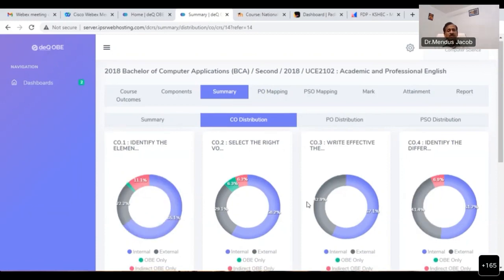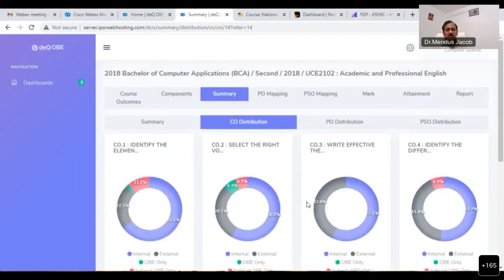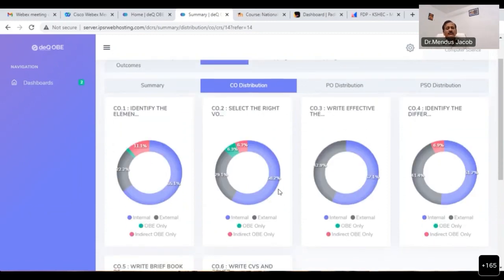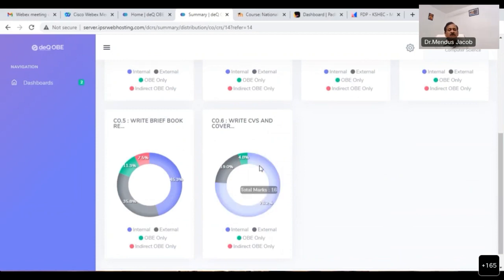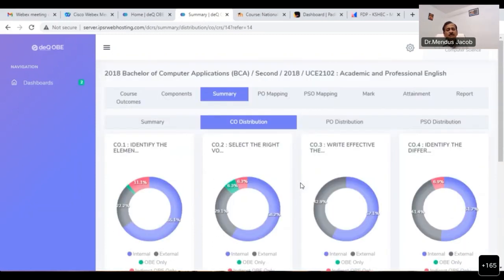So there are some analytics reports which will help you to map the activities. Suppose any of the COs are not properly represented by the activities. Like here, this is internal, this is external, this is OBE-only activities. If you want to add more activities or more components, that is also possible after seeing these analytics reports.